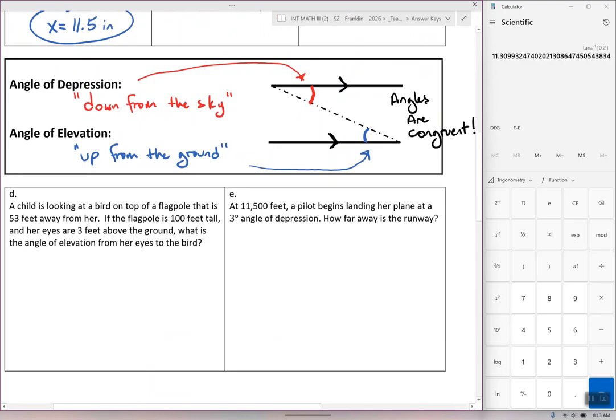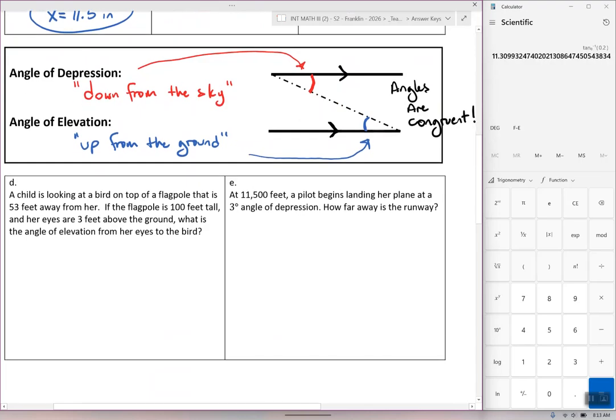So, for example, D, it says a child is looking at a bird on top of a flagpole that is 53 feet away from her. So if we have a flagpole here, like this, there's a bird up on top. I'm not going to draw a bird, but we can imagine it being right here. A child, put a little stick figure here, is looking at a bird on top of a flagpole that is 53 feet away from her.